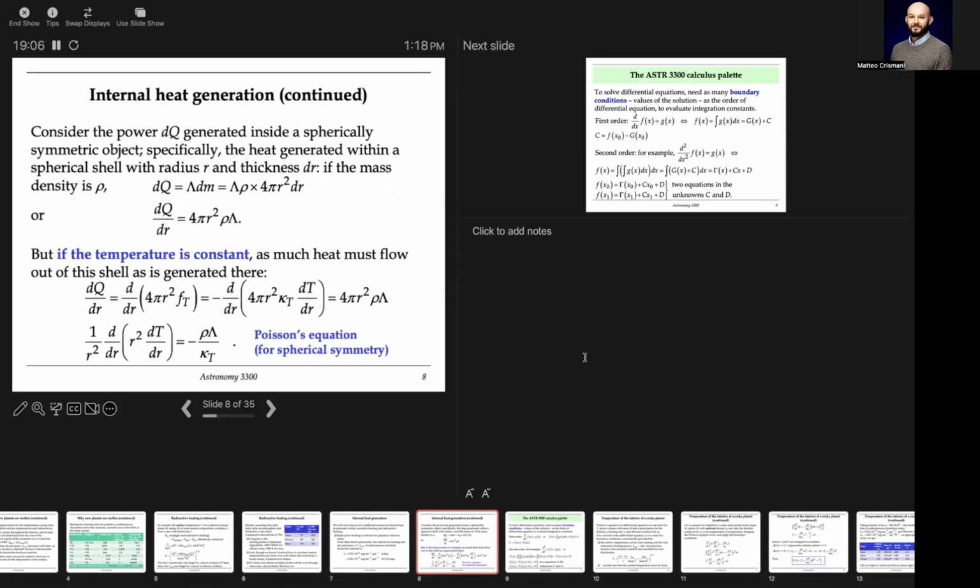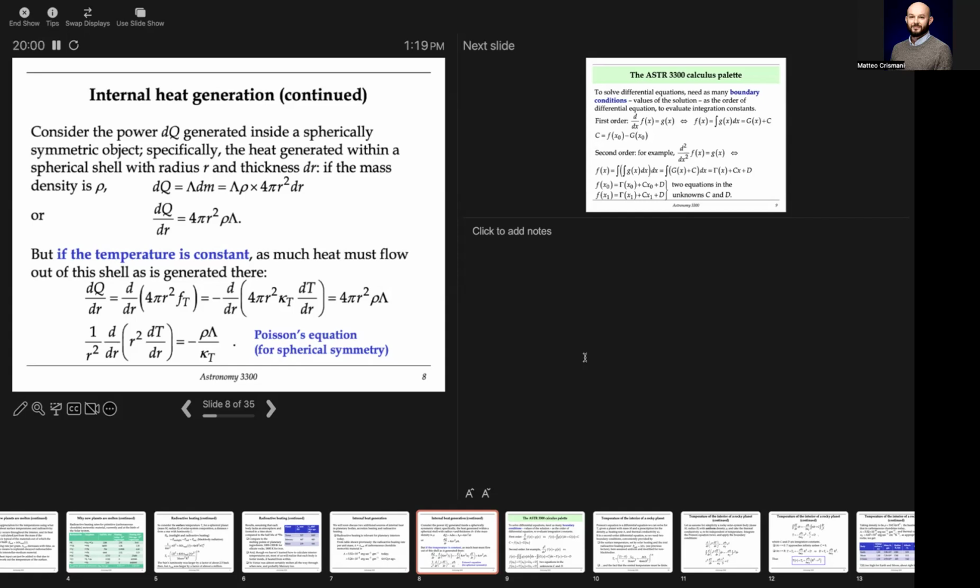Math. Everyone wait. You have your notes. Let's imagine that we are going to do some calculus, and we all know how to do calculus, and we don't hate it. Right, okay, good. So let's consider the power dQ generated inside a spherically symmetric object. Even though it's spherically symmetric, I am not going to draw a sphere because you just saw how good I was at that. Okay, so here's the interior, and this thing is going to be our little r, and this thing here is our dr.